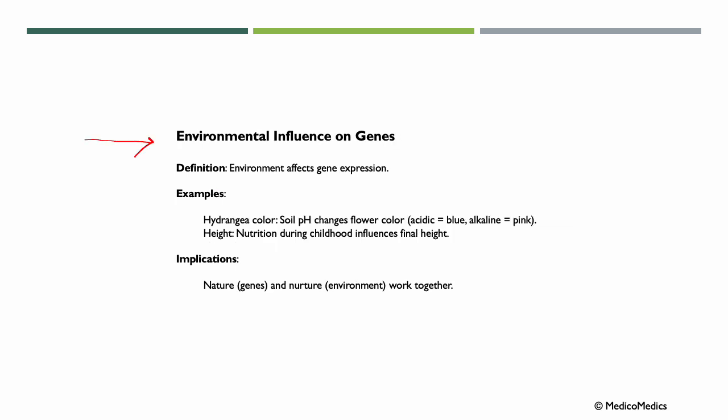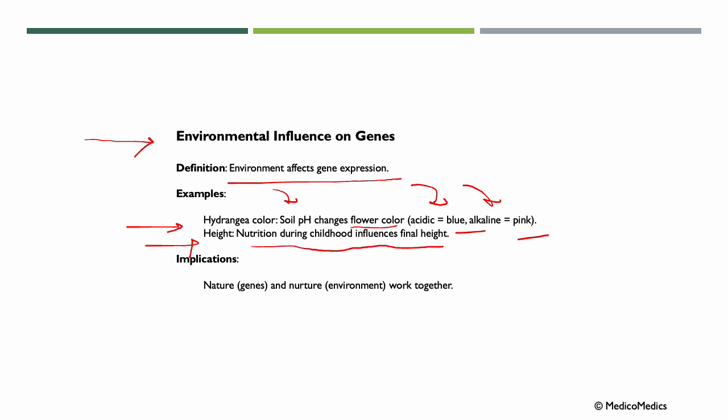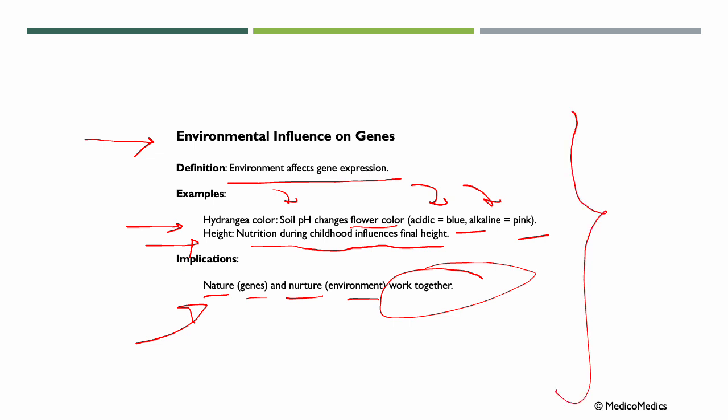And then environmental influence on genes. So essentially, environment affects gene expression. For example, hydrangea color, so soil pH changes flower color. If it's acidic, it's blue. If it's alkaline, it's pink. Our height, for example, so nutrition during childhood influences final height. What are the implications? Well, nature, so genes, and nurture, the environment, work together. So your genes are like a recipe, but the environment is like the ingredients you can use. They can change the final outcome.